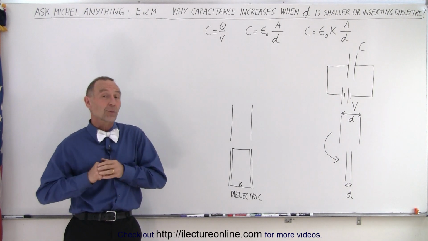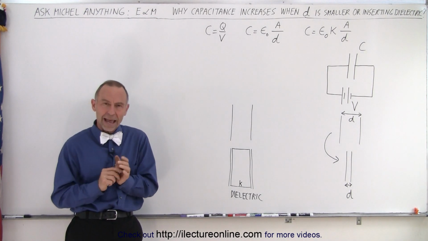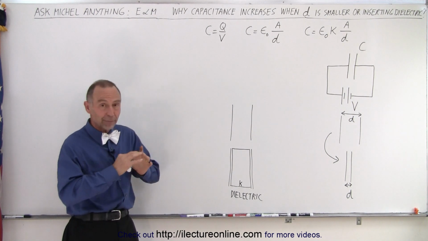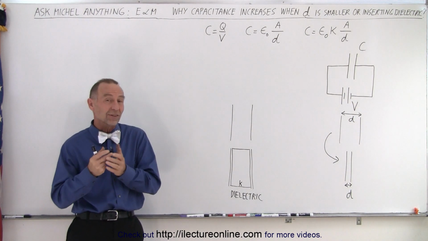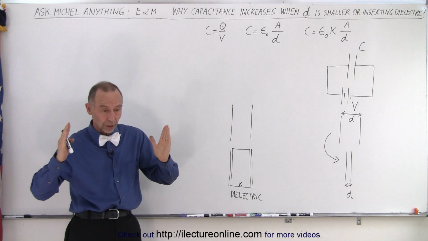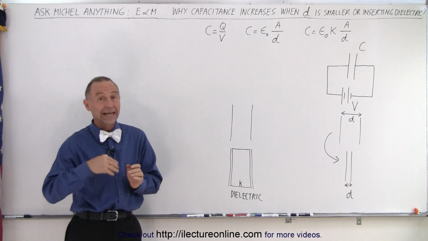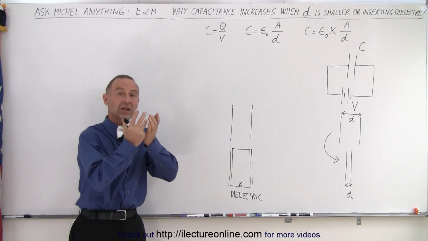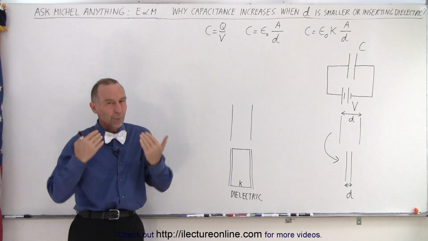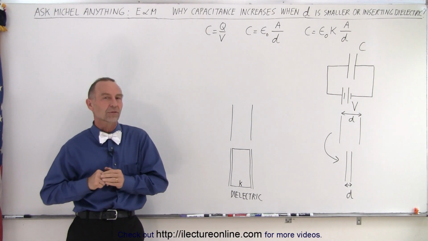So I thought that was a really good question, and it's not necessarily easy to answer, so here I'm going to try to make that clear to you. Why is it that in both cases, one where the plates come closer together, and the second one where a dielectric is inserted between the plates, the capacitance increases?